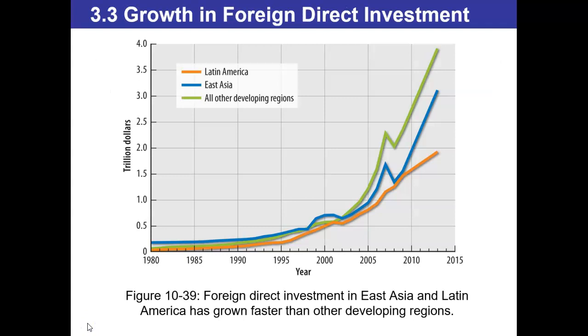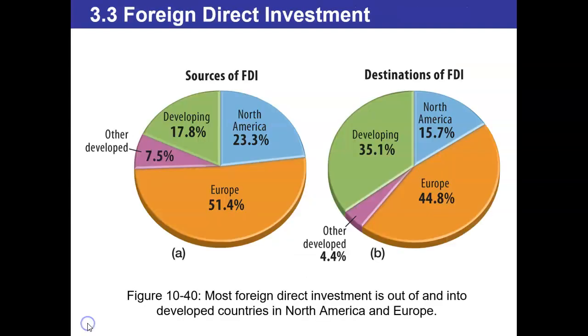Take a quick look at figure 10-39. This graph shows growth in FDI, meaning foreign direct investment. We can see it in East Asia and Latin America, and they've received the highest levels of foreign direct investment among developing regions. Remember that most foreign direct investment is out of and into developed countries in North America and Europe. Investment does not flow equally around the world.